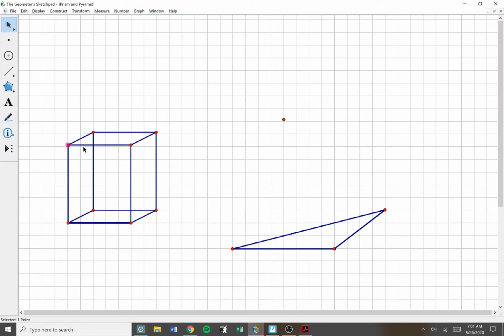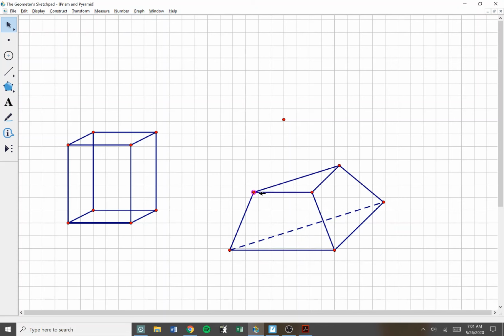A pyramid is the same idea of having a base that's some sort of polygon or a circle. So think about this triangle here as just being the base. But in a pyramid, everything comes to one point. So if I were to drag, there we go, drag. This right now is forming a pyramid. It's not a pyramid yet. This would be like half of a pyramid right here. But once everything comes together and meets at a single point, we formed a pyramid.